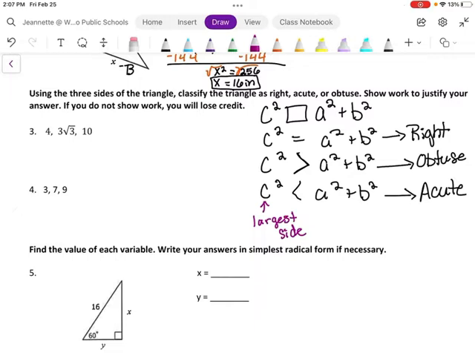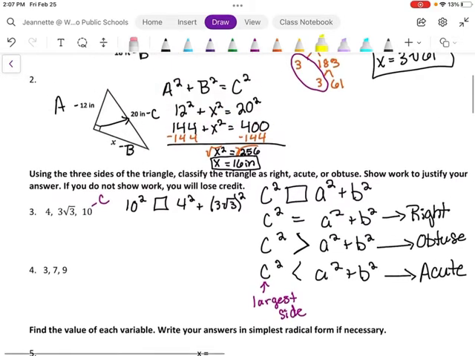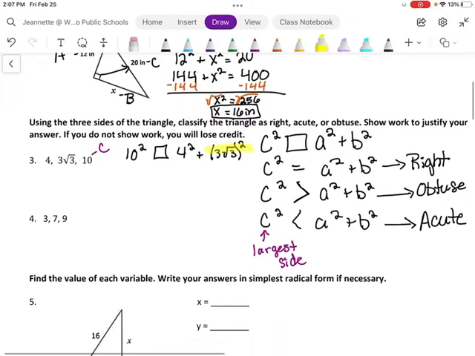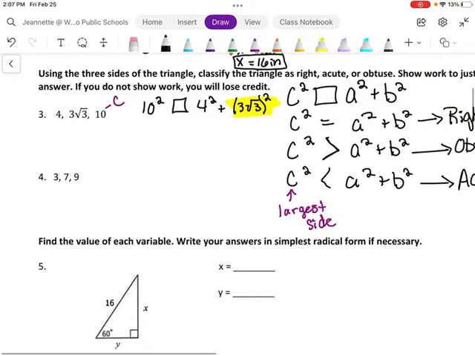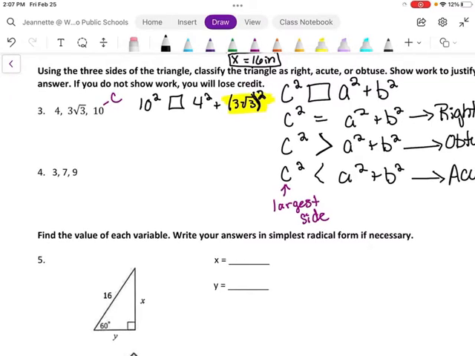So now let's set up our problems to identify these types of triangles. We know that c is going to be equal to 10, so I'm going to start with 10 squared, box, 4 squared plus (3 square root of 3) squared. You'll notice I put this in parentheses because there are two parts there. When you type it in your calculator, make sure the parenthesis is not underneath that square root sign and the squared is on the outside of the parenthesis.